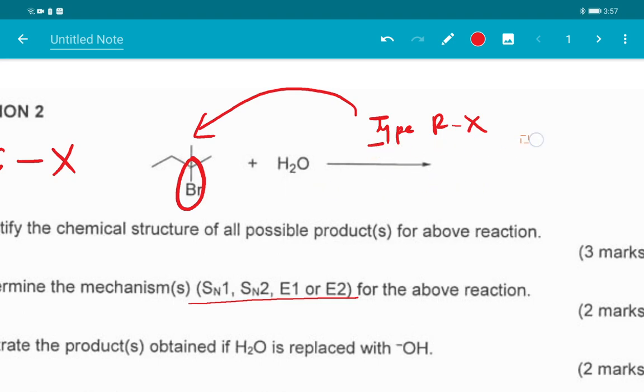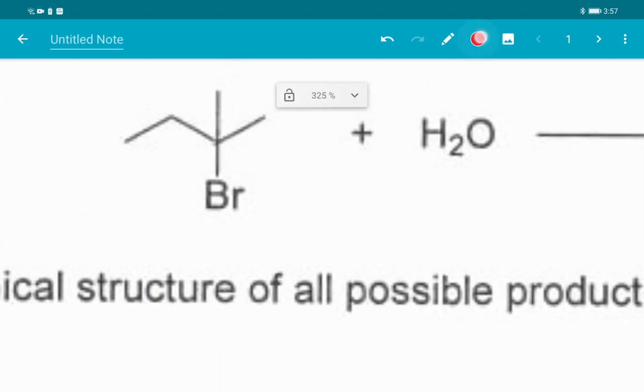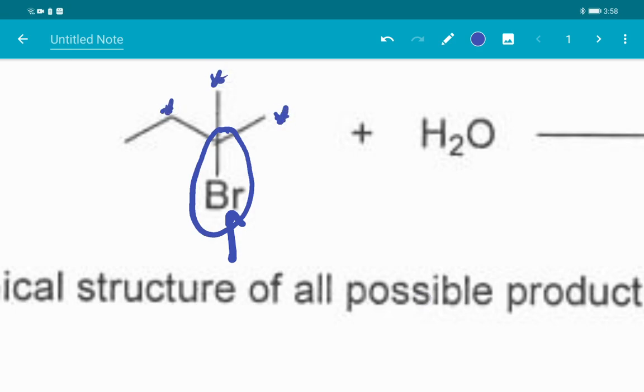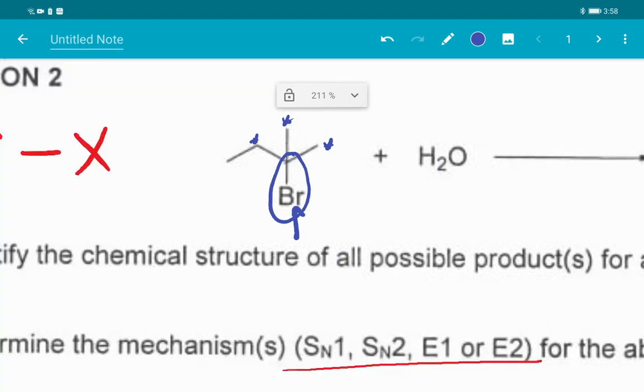So let's check back. First and foremost, look at the type of the alkyl halide again. I would like to zoom in on the structure. Let's identify the CX first. The CX must be the carbon which attaches directly to the halogen. In this case, the halogen that we're using is bromine. Next, let's determine how many carbons are attached to the CX. Therefore, there will be 3 carbons attached to it. Therefore, we can say that this will be a tertiary alkyl halide.